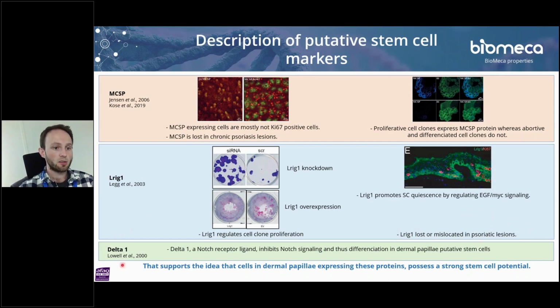At last, the protein delta-1, which is also expressed at the level of dermal papillae, has been found to inhibit the notch signaling pathway, which is involved in cell differentiation, and so by negatively regulating this signaling, this prevents cell differentiation in cells located in the dermal papillae. So all these data support the idea that cells in dermal papillae that express these proteins possess a strong stem cell potential.